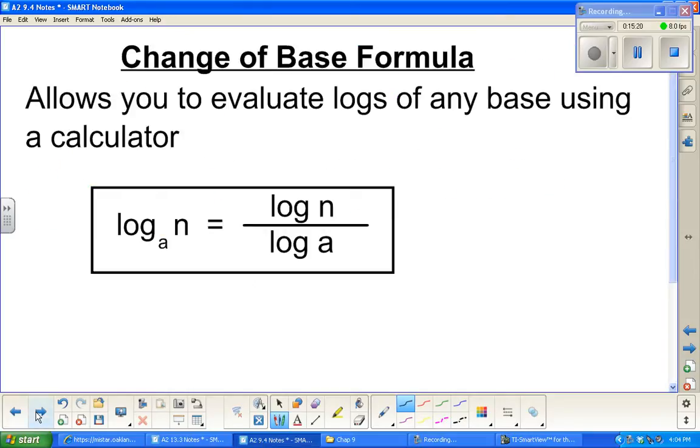One more thing. We said your calculators are going to use or assume the base is 10. It's the way it is. It doesn't give you a chance to enter a base.